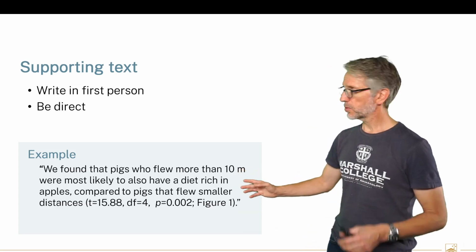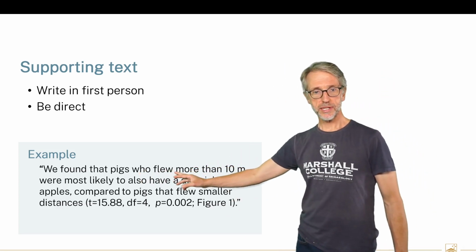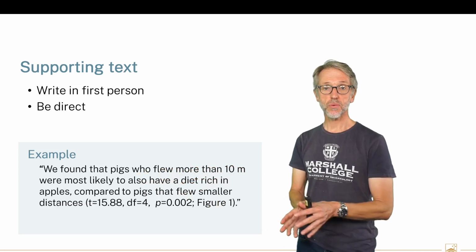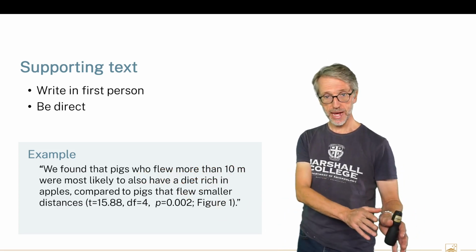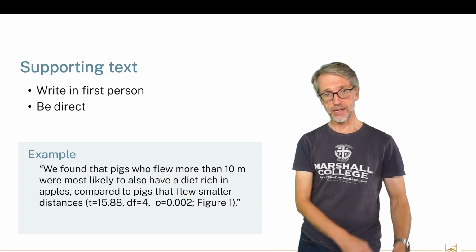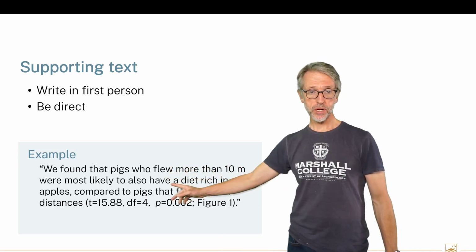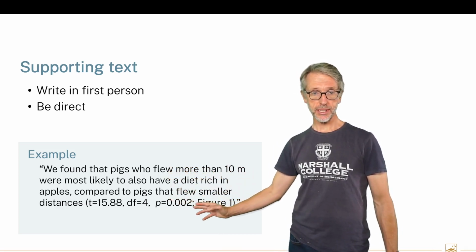Alright, note too in this example text that the results are presented in past tense. This is what we found in the past. These are describing our results in the past. So what we found was that pigs who flew more than 10 metres were most likely to have a diet rich in da-da-da-da.